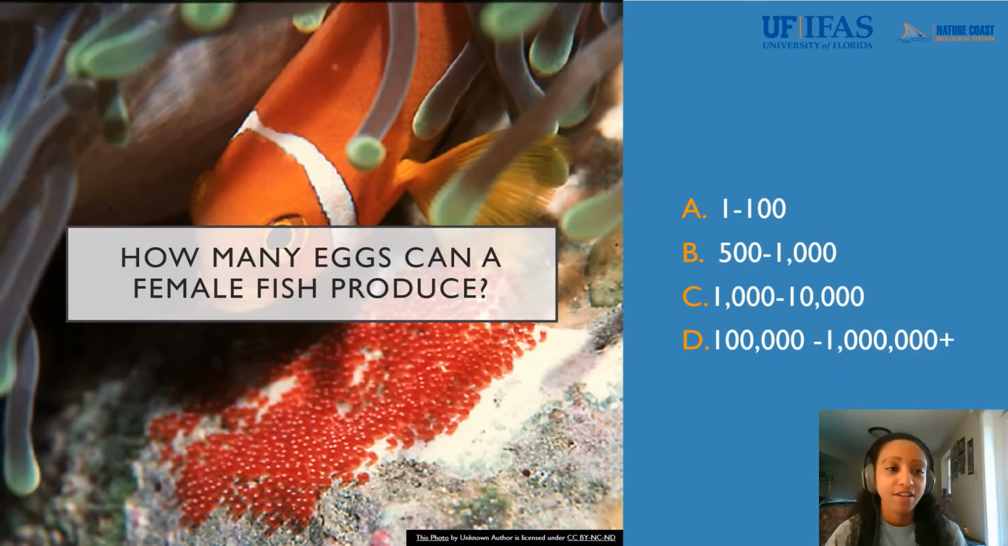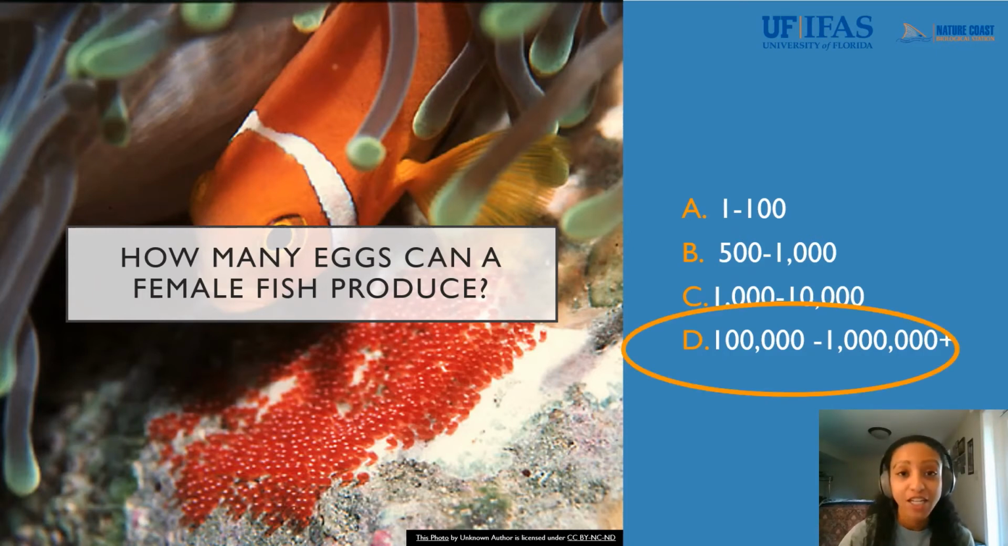All right, so we have another little pop quiz here just to get you thinking. How many eggs do you think a female fish can produce in a year? You saw that picture of the ovary in the last slide. How many eggs do you think that fish could lay? If you said D, then you are correct.